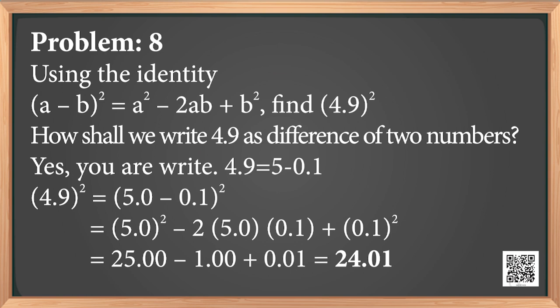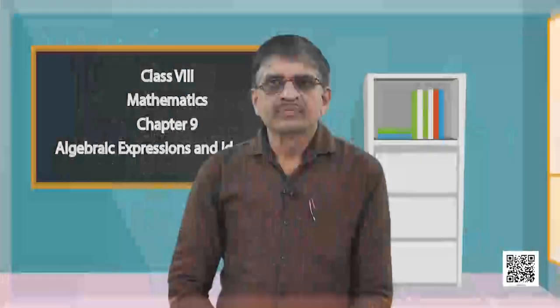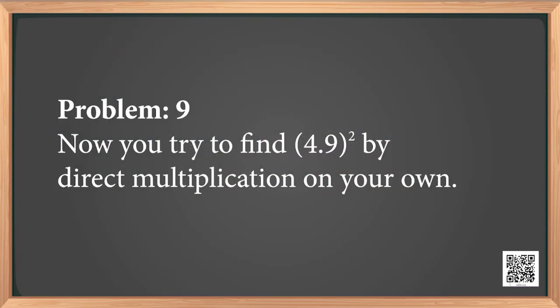That is equal to 25.00 − 1.00 + 0.01. That is equal to 24.01. Let us take one more problem. Are you ready? Good. Problem number 9. Now, you try to find 4.9² by direct multiplication on your own and tell me which method is easy.